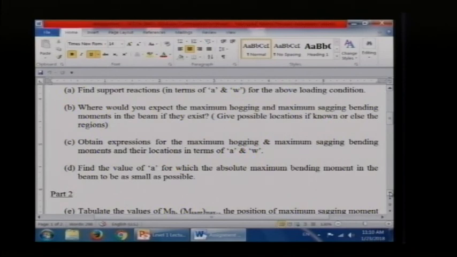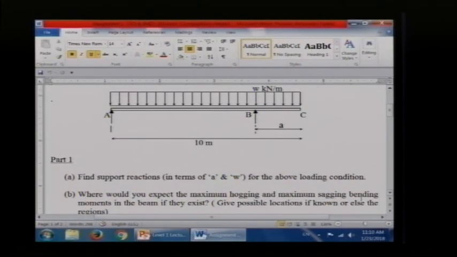Then I have given two additional parts also. That's new. Right? Okay? E and F. Right? With two other figures also. But most of the time we are concentrating on this figure. Okay?